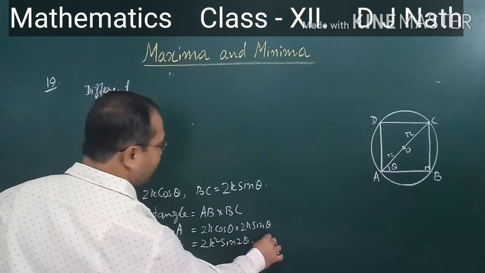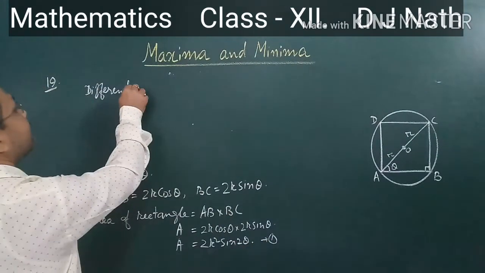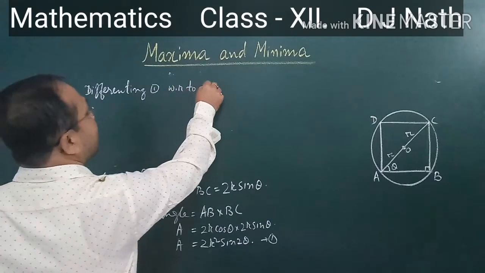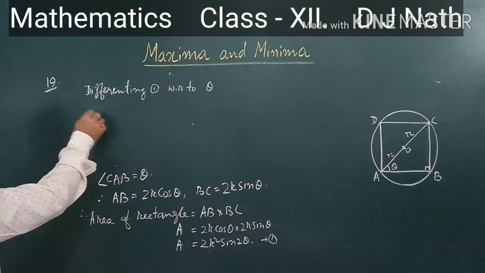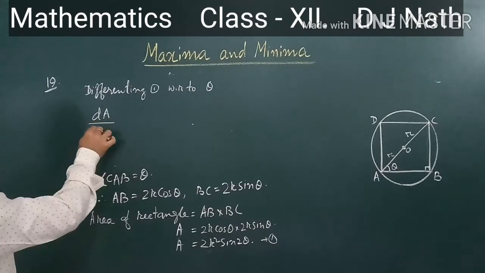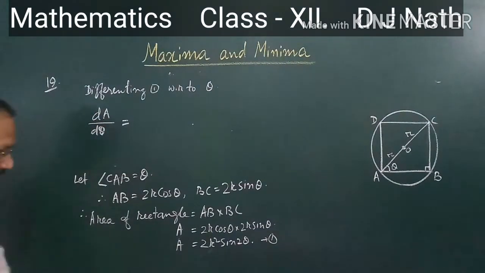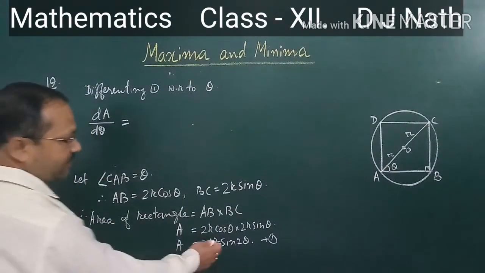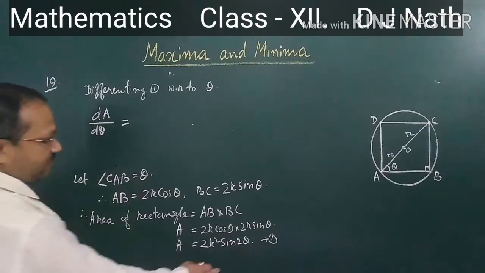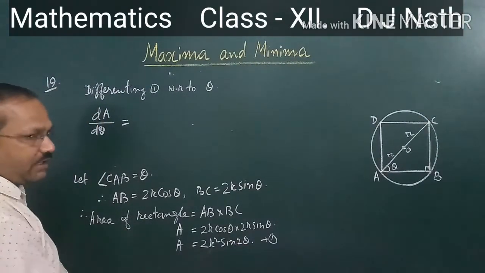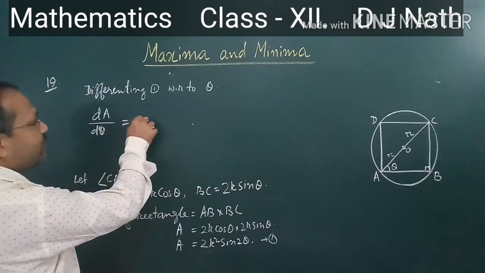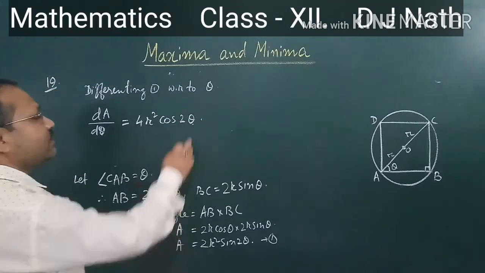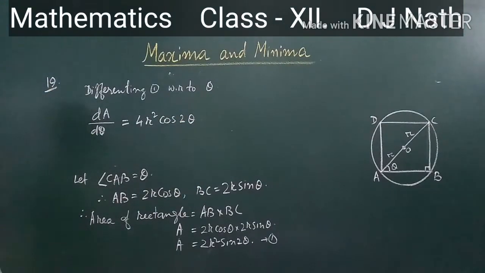You can give it number 1 also. Differentiating 1 with respect to theta, what we get? dA by d theta. So what will this become? 2r square is constant, and the derivative of sin 2 theta will be cos 2 theta into 2. So it will become 4r square cos 2 theta.